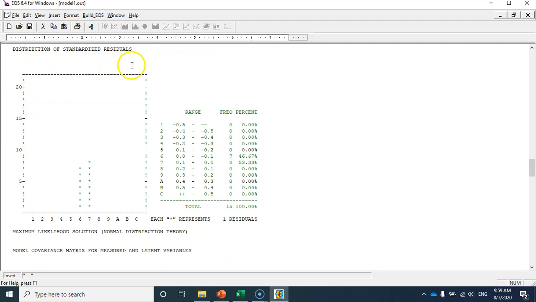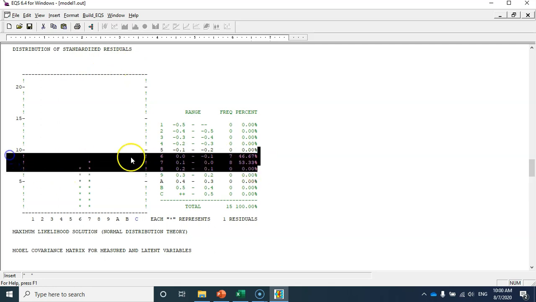the distribution of standardized residuals. So let me just highlight this section. Based on the statistics that you can see here, 100% of the residuals fall between minus 0.1 and 0.1, which means that all of these values are very small and very close to 0. So again, this is another indication of a good fit of the model to the data.